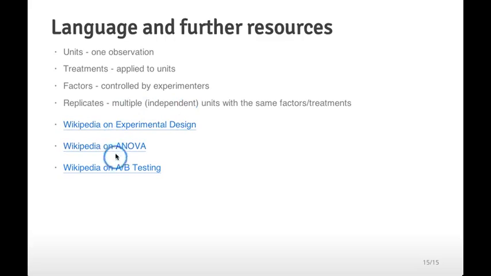I've linked here to some Wikipedia articles that actually do a really good job of explaining experimental design, ANOVA, and A/B testing, like the example I talked about with Barack Obama. But any reference on ANOVA or linear models is actually quite good. This is an area that's very, very well studied and very, very well taught by a lot of different people.